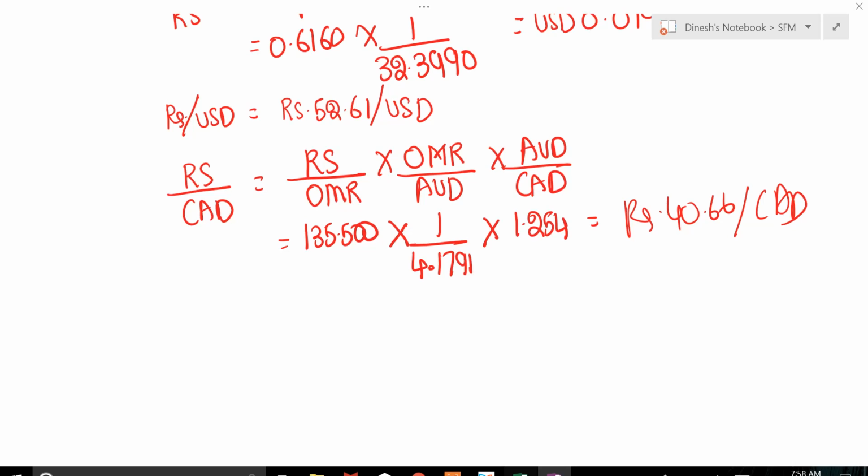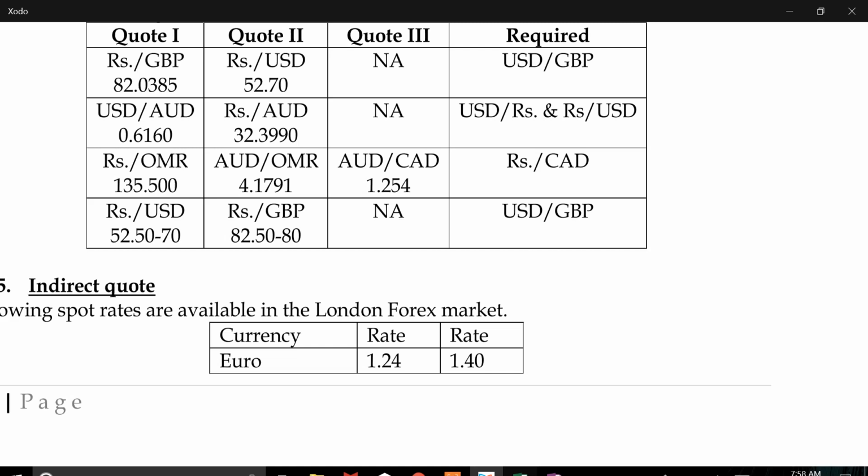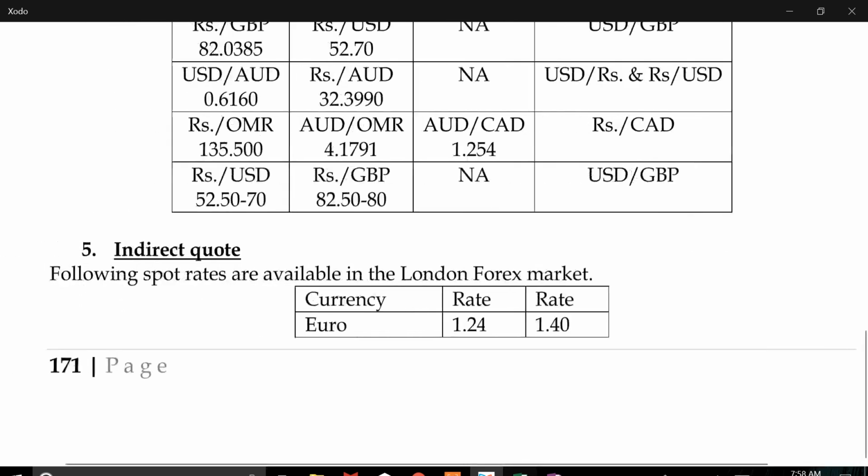Clear? Any doubts on this? Done? Now we are going to do it for a two-way quote. The last one is a two-way quote, which means there is a bid rate and an ask rate. Both are there in the question. It's for rupee per USD, rupee per GBP. That's what is given in the question. More or less the example which we were talking about.